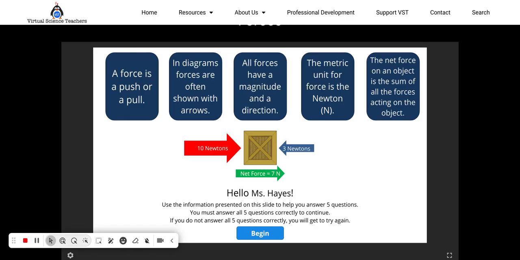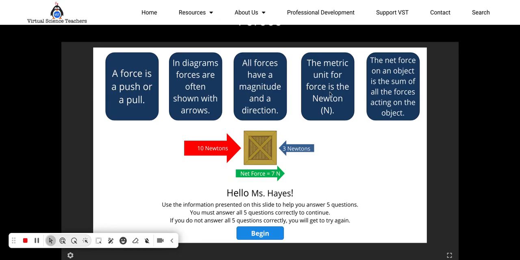Okay, so on this section, we're going to read all these things, and then we're going to answer questions. So a force is a push or pull. In diagrams, forces are often shown with arrows. These are some arrows, so 10 newtons going to the right, 3 newtons going to the left, and the net force is going to be 7 newtons going to the right because we would subtract these two. All forces have magnitude and direction. Magnitude is size, like the size of the arrow, the 10 newtons, and direction showing which way it's moving.